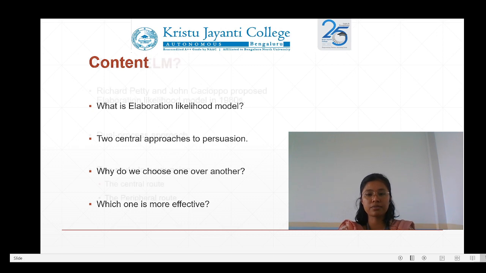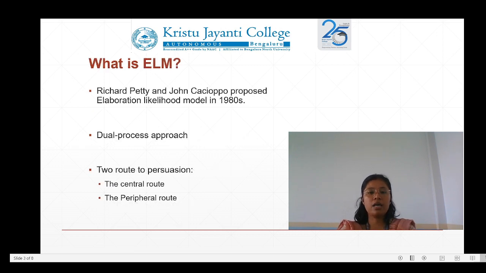scenario. So let's begin. Elaboration likelihood model was proposed by Richard Petty and John Cacioppo in 1980s. This model is also known as dual process approach. So it's called as dual. I think we'll discuss on that. It can also be used as the mnemonics to really understand the concept. So there's a word dual. So there's something to do with the dual process or duality, the dual nature of this particular theory.